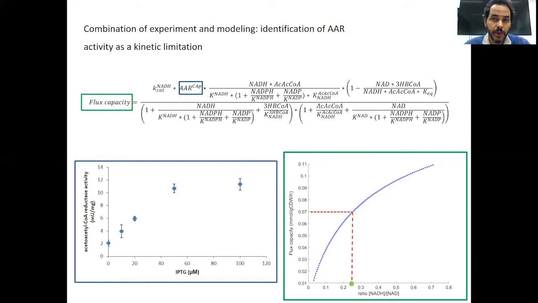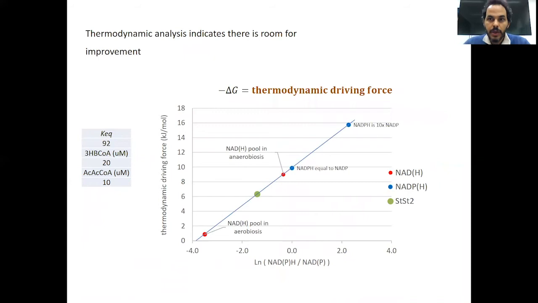However, with the measurement of the acetoacetyl-CoA reductase activity, and a kinetic model that we developed, we were capable of calculating the flux capacity in the system. The flux capacity associated with the PHB formation flux observed, which was around 0.07 millimole per gram cellular weight per hour, corresponds to a NADH over NAD ratio of around 0.25. We then made a thermodynamic analysis to understand exactly where we are with the data that we obtained.